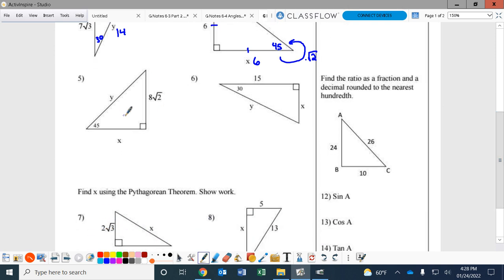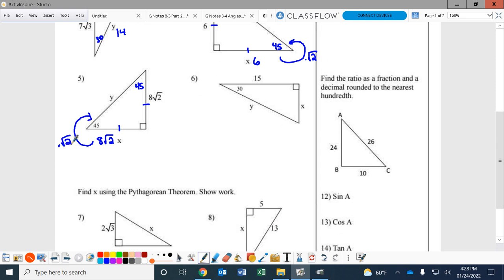For this next section, two more in this section, I apologize. This is going to make this a 45, 45, 90 triangle, which means the two legs are going to be the same. If this one is 8 square roots of 2, then this one is going to be 8 square roots of 2. To go from the leg to the hypotenuse, we are going to be multiplying by the square root of 2.